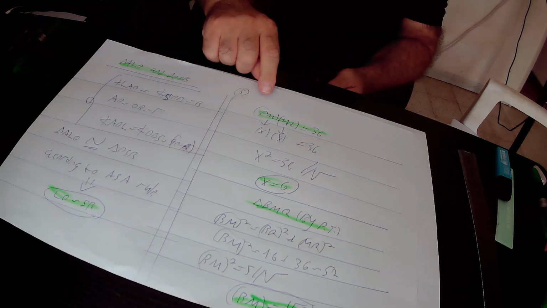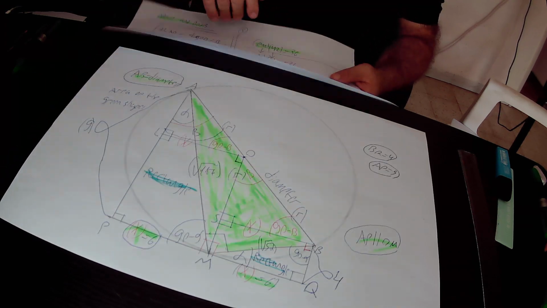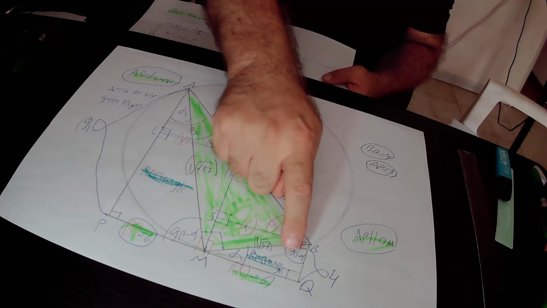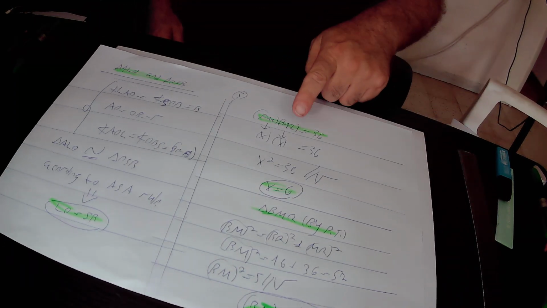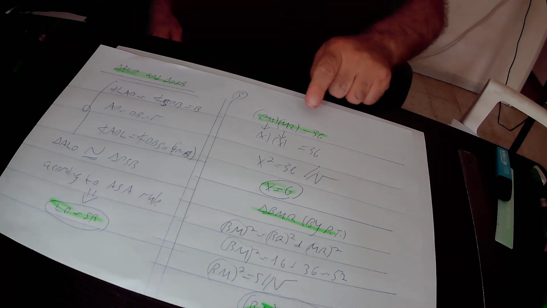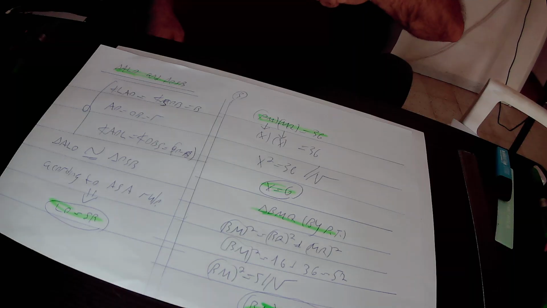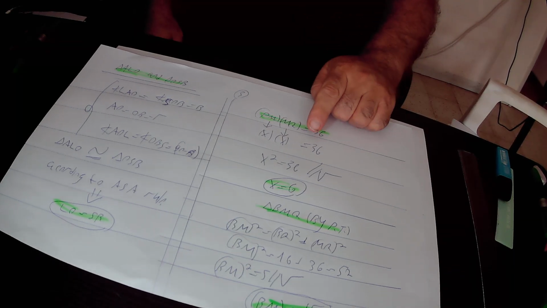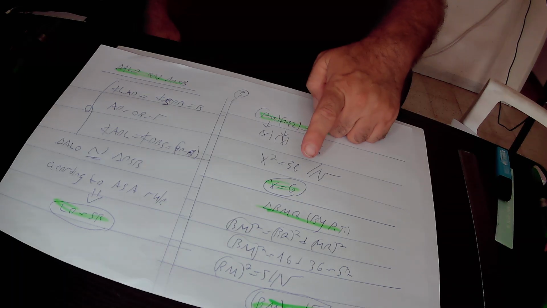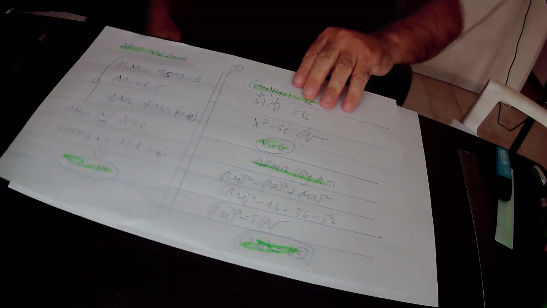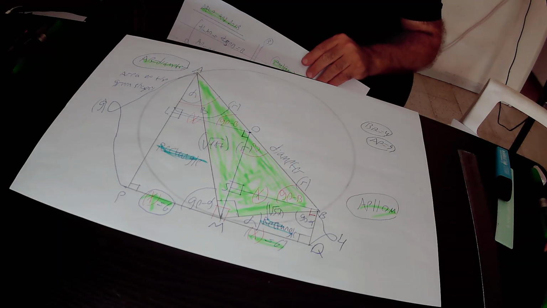We already found out that PM times MQ equals 36. PM is x, MQ is also x. So x times x equals 36. x times x is x squared, which equals 36. Taking the square root, x equals the square root of 36, that is 6. Here x equals 6 and here also x equals 6.